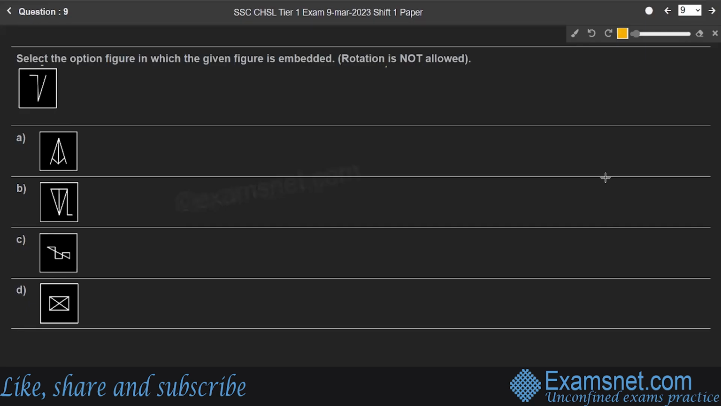Question number 9. Select the option figure in which the given figure is embedded. Rotation is not allowed. Here is the given figure. So which is embedded in option B. Look at option B, right? So this part which I am showing now. So here the given figure is embedded in option B, right?